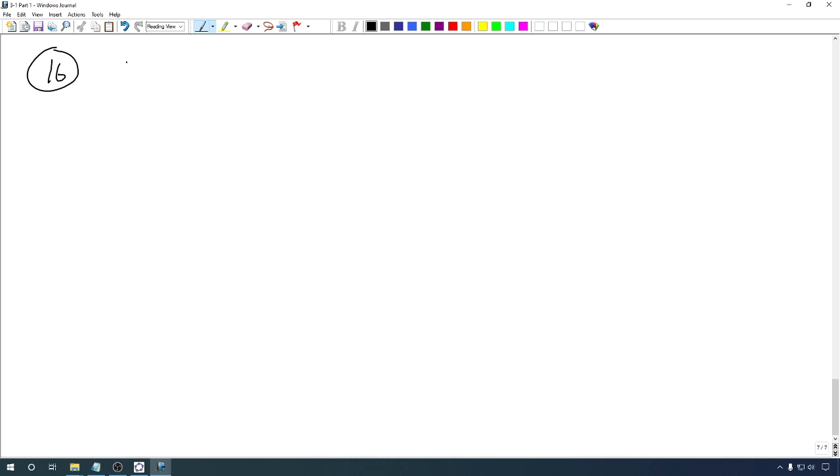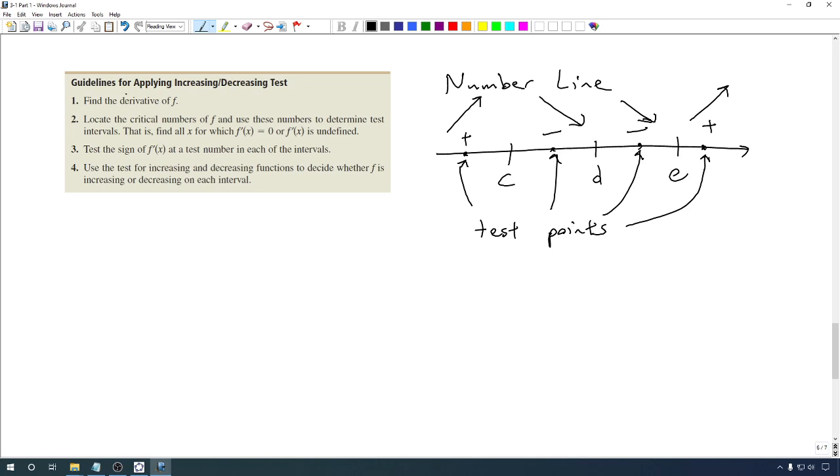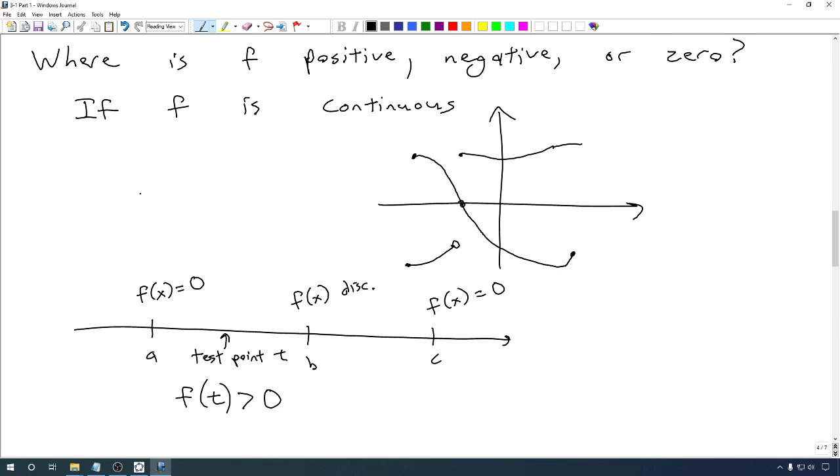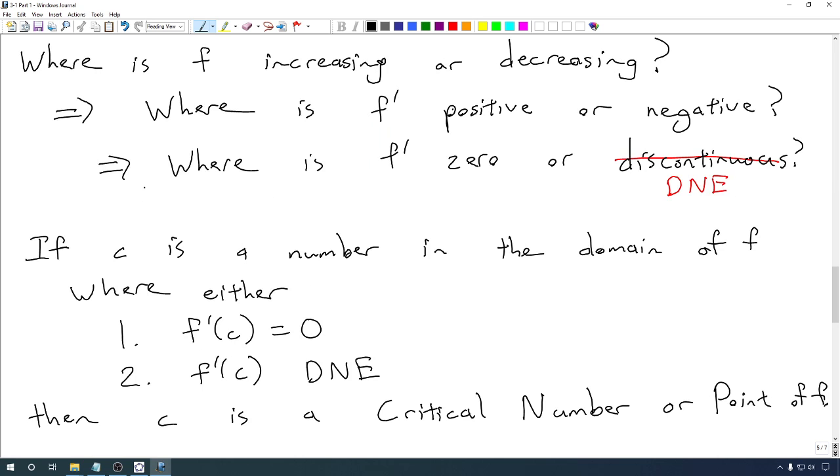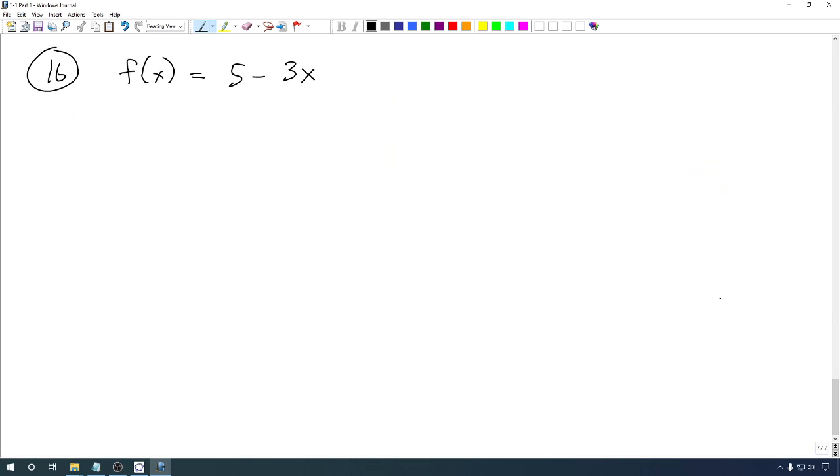We're going to start with problem 16. Here we have the function f of x is equal to 5 minus 3x. We have a linear function. Now, one thing that we might not have understood from this guideline here, part of our definition, is that our definition of critical number or point does require that our c, our critical number, be in the domain of f. So it can be very useful to determine what the domain of our function is right at the beginning. What is the domain of this function?